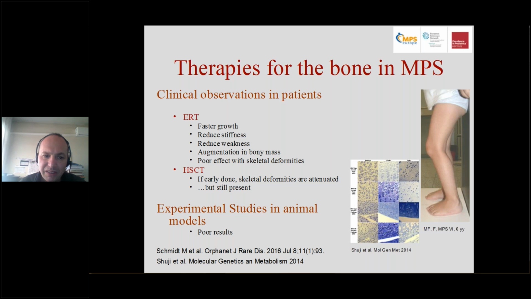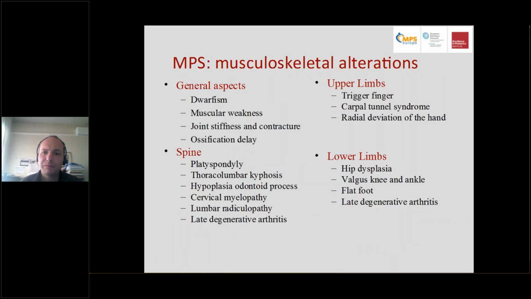With bone marrow transplant, we know that if it is done very early, the skeletal deformities undergo an attenuation, but they are still present. There are also some experimental studies with new experimental therapies that have not until now been performed in humans, but the results are still the same, I mean, a poor effect on the musculoskeletal system.